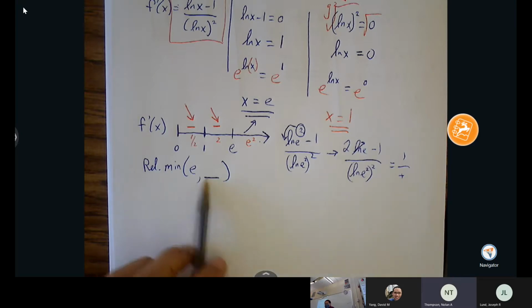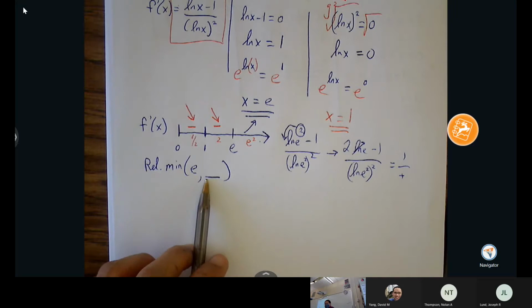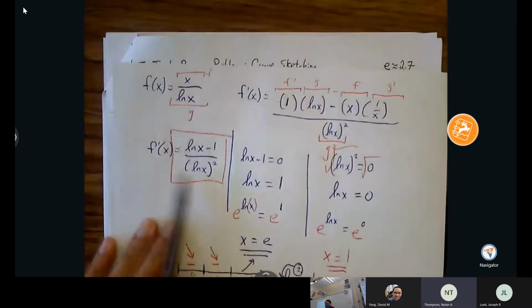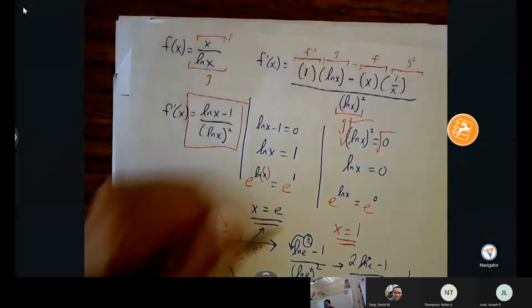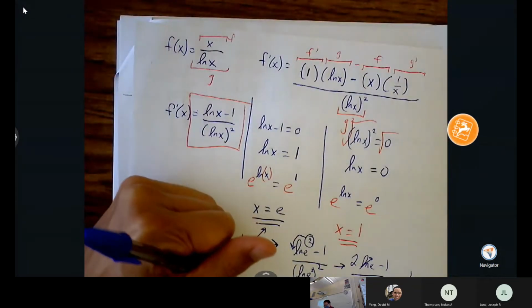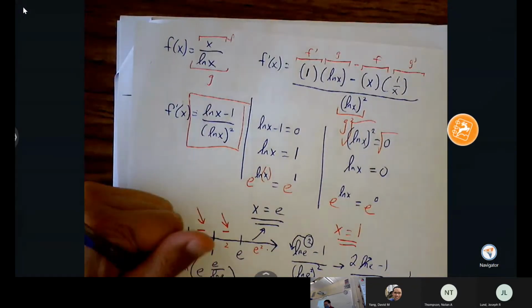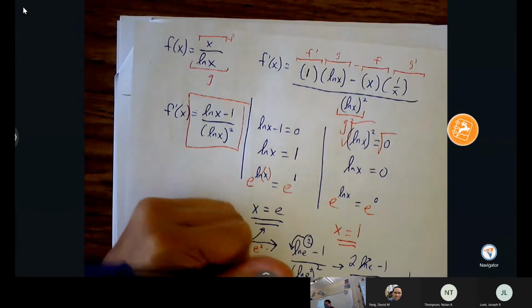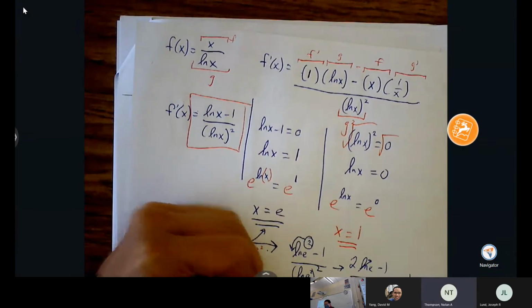And how would I find the y value? Plug it in the first equation. Yeah, first equation. So e over natural log of e. Natural log of e is 1, so the relative min is going to be at e, comma e.